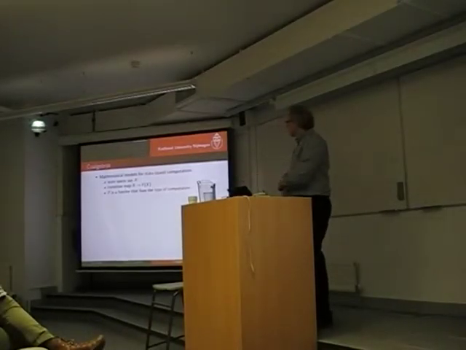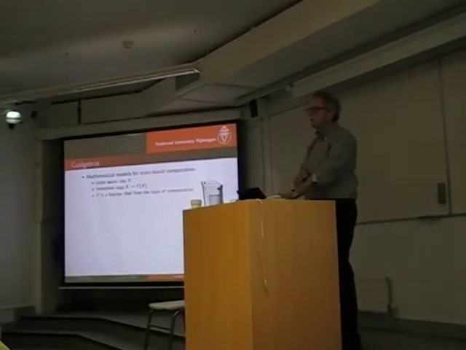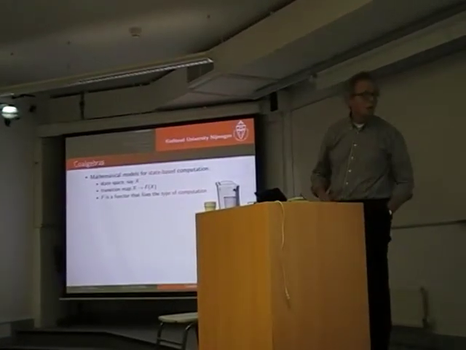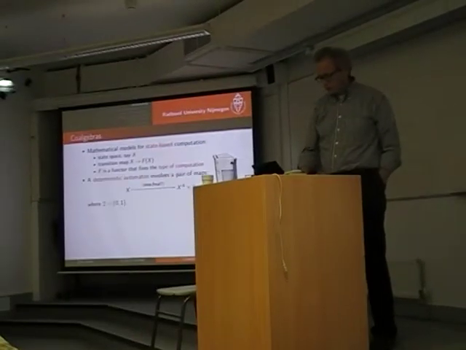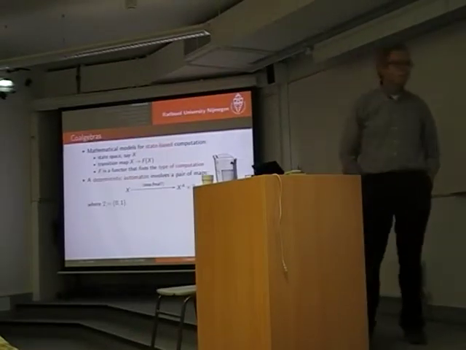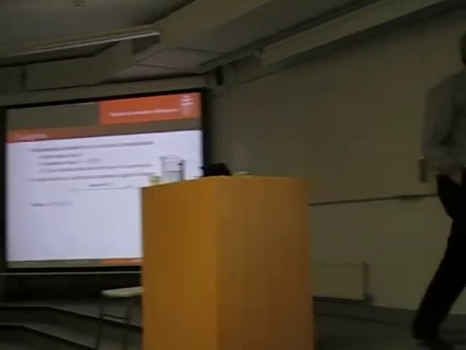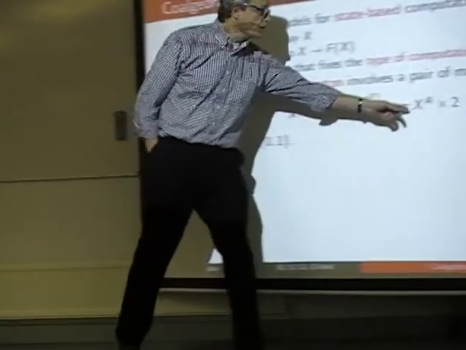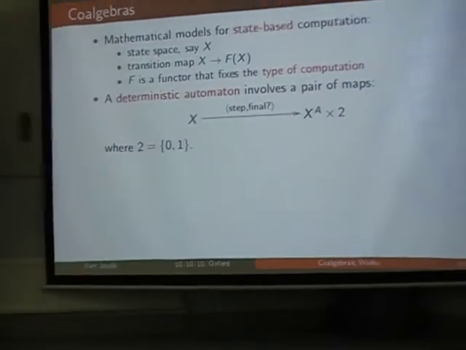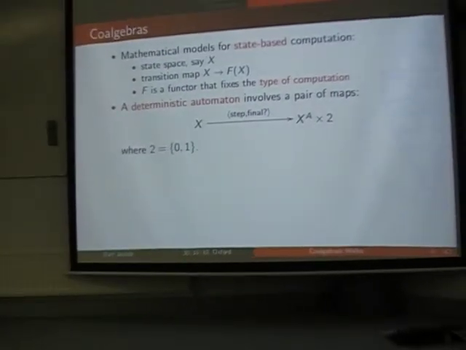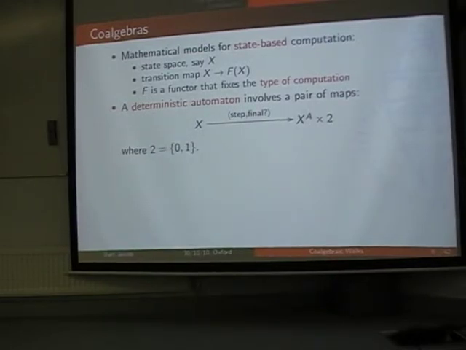One slide about coalgebras. They're models of state-based computation. Typically you have a state space X, you have a transition map going to f of x, where f is a functor which describes the type of computation. So here is an example for deterministic automata, and look here, you have some structure on the right hand side, which is your f, and the coalgebra map consists of two parts for doing a next step and for checking whether a state is final or not.